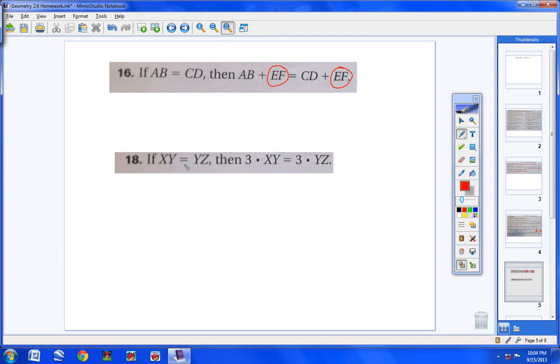And then number 18, if XY equals YZ, then, now look what we did. We took one side, multiplied it by 3, took the other side, multiplied it by 3. So just like up here, we added EF to both sides, so it was called the addition property of equality. Well, here we're multiplying by 3 on both sides, so we would call that the multiplication property of equality.